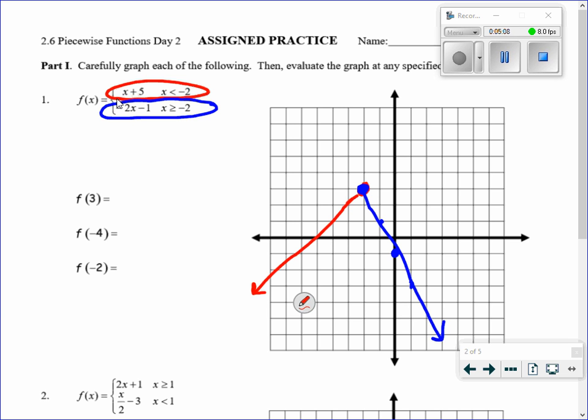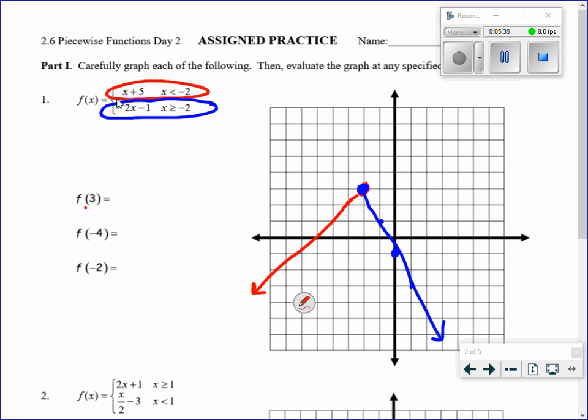So now we're going to evaluate f at a few places. So I have f of 3. What does that mean? My x value I want to evaluate is what? What's our x value we're working with here? 3. So let's think. Should I be using the first piece or the second piece when I'm looking at f of 3? The second, because 3 is my x value, and that's greater than or equal to -2.